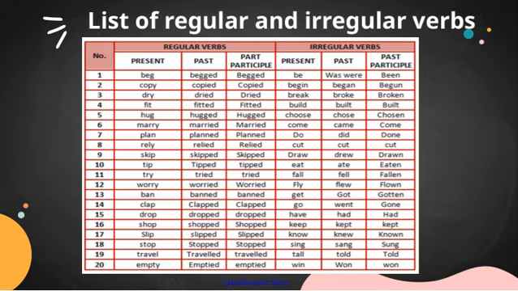Understanding the difference between these two types of verbs is crucial, because it helps us use the correct form depending on the context. Recognizing regular verbs makes forming past tense quicker, while knowing irregular verbs adds to our overall language flexibility. This list here is a helpful reference as we continue practicing and improving our verb usage. Remember, mastering these will significantly enhance your fluency and confidence in speaking and writing.